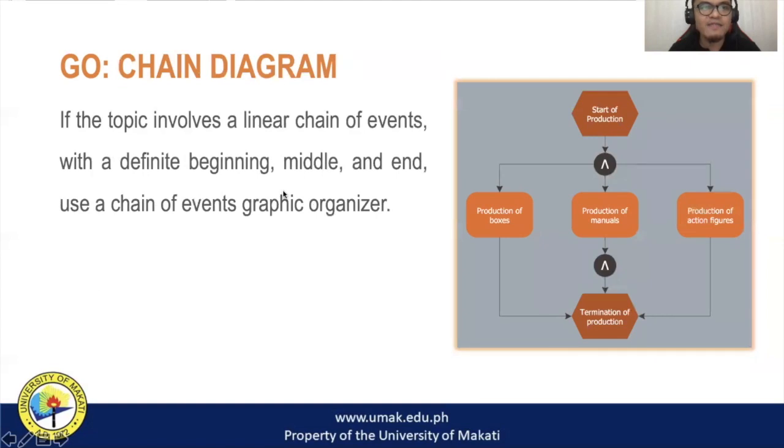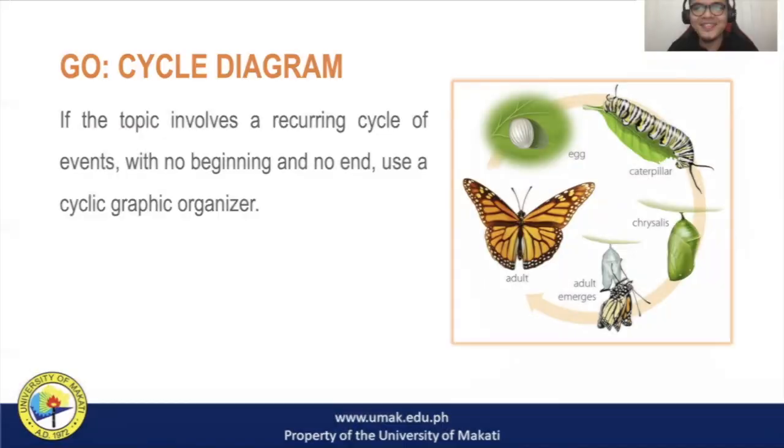We also have the chain diagram. If the topic involves a linear chain of events with a definite beginning, middle, and end, use a chain of events graphic organizer. When you say linear, that means flat or straight. As you can see in the picture, it's very straightforward. Most of the time, chain diagrams are used to describe processes or steps, because those have a definite beginning, middle, and end. So it's a sequence. You can't skip from one step to the next just because you want to.